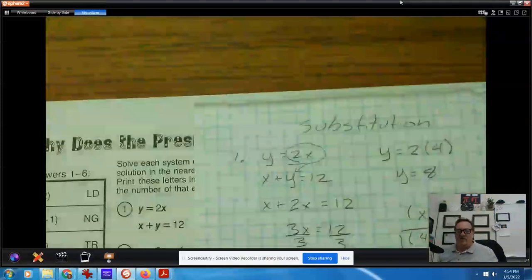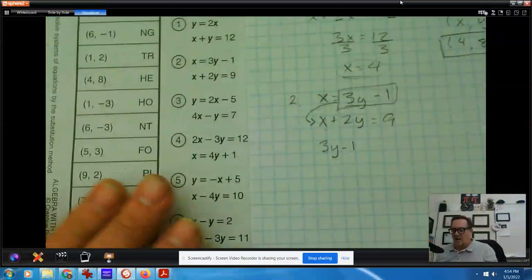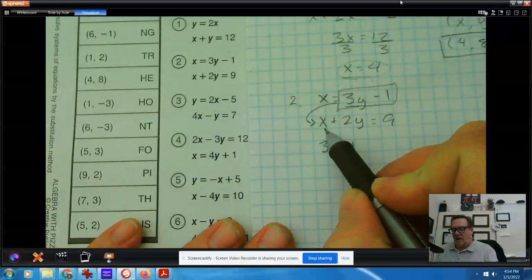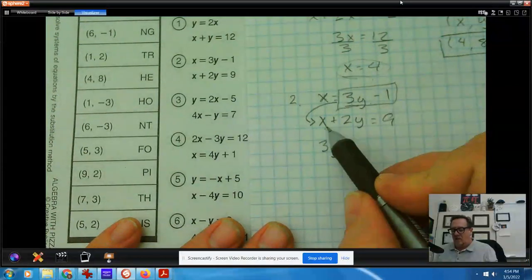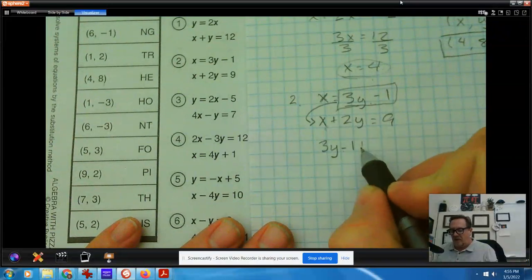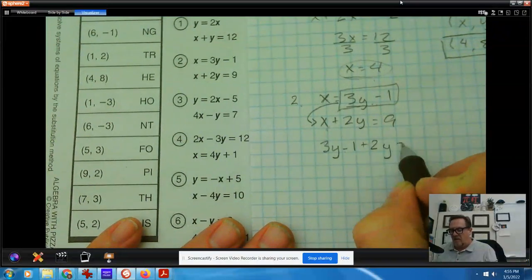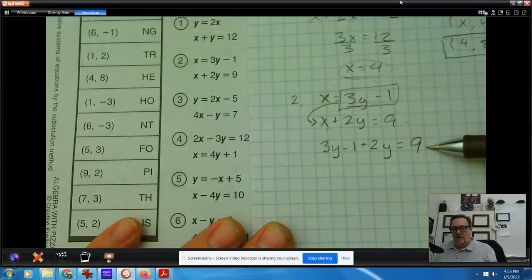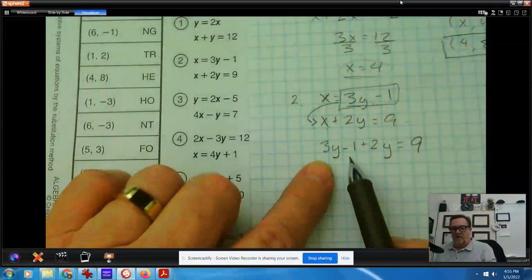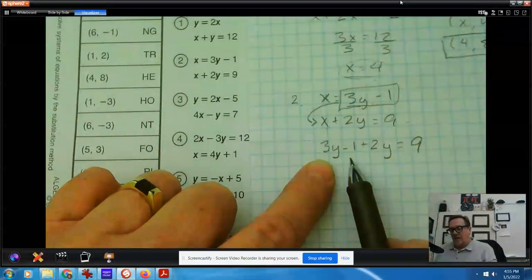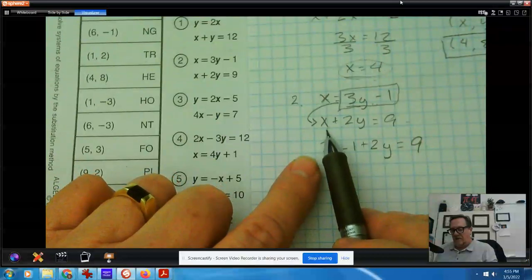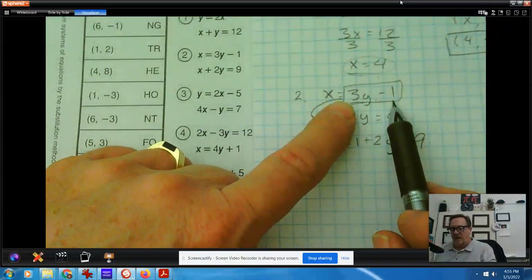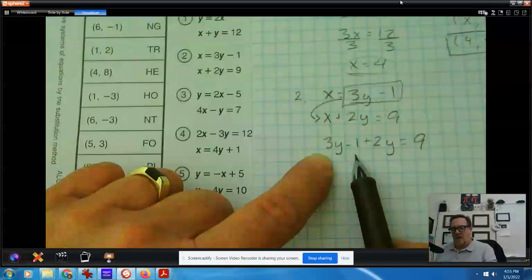That's called substitution. I'm substituting in what x is equal to into the second equation for my x, right? So 3y minus 1, that's now replacing my x, but I still have plus 2y, and it's still equal to 9. I've rewritten this equation right here, and the only difference is that this 3y minus 1 was substituted in for x, since x was equal to 3y minus 1. So I've just taken this and I've plugged it in where the x was, okay?